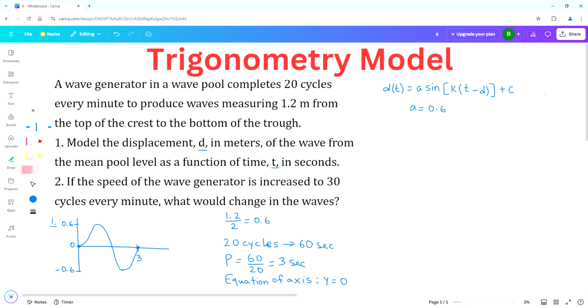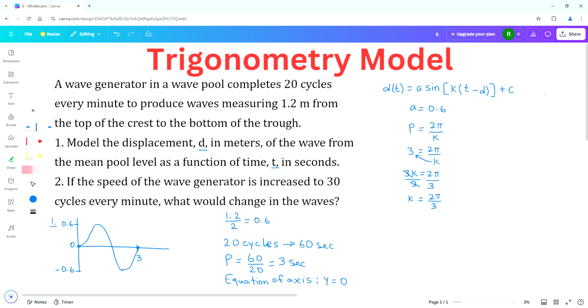We can find the k value from the formula for period. The period is 3. We can cross multiply the k to the left side. Next, we can divide both sides by 3. I get k equals 2 pi over 3.